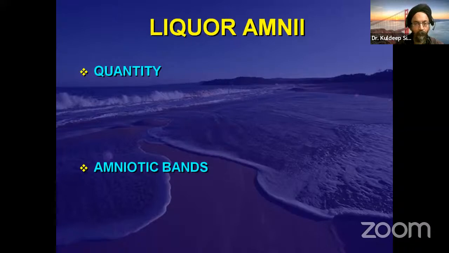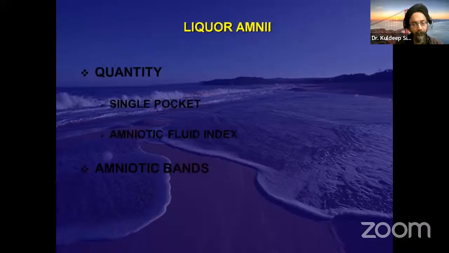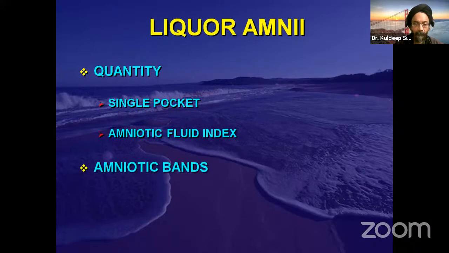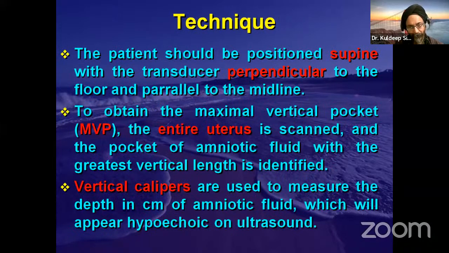Then when you're assessing for the anomaly scan, you're supposed to be looking at quantity, and you're supposed to be looking for, am I seeing any amniotic band? We can do a deepest vertical pocket measurement or the amniotic fluid index. The technique is very, very important.